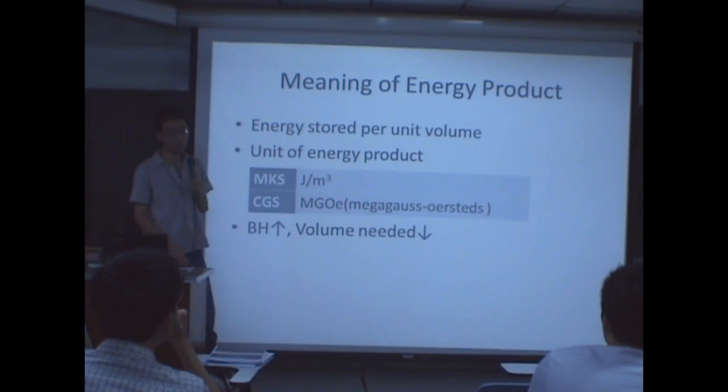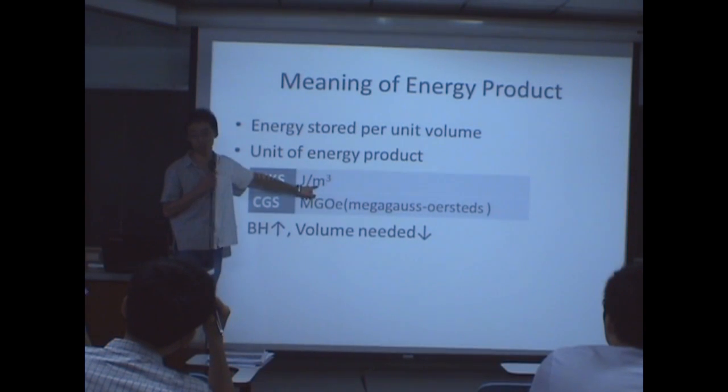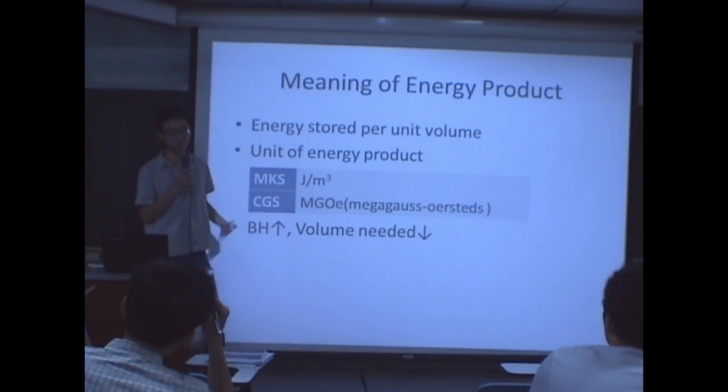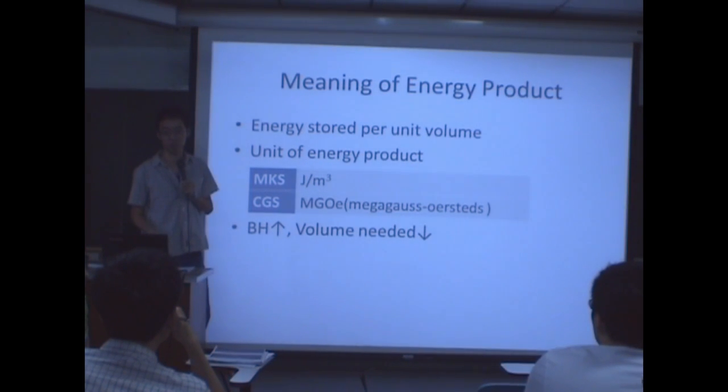So when we want to have a higher energy product, we can observe from its unit. In the MKS system, the unit of energy product is joule per meter cubed. So in other words, it means that it is energy per volume. If we want to have some magnet to do work, the higher the energy product of your magnet is, the fewer magnets you will need. In other words, you can do the same job with fewer magnets.